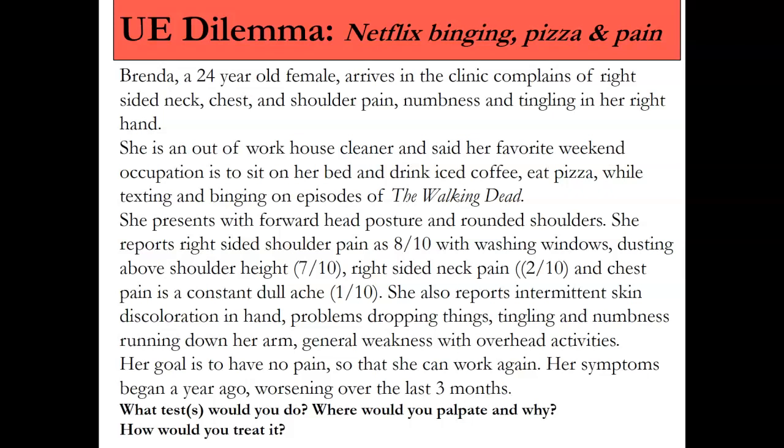And then she has the forward head posture, the rounded shoulders. She reports right-sided shoulder pain when washing windows, overhead, dusting, overhead, that neck pain, chest. There's all those different signs. So with her, what you want to do is give her the RUSE test, number 1, assuming she's positive. Number 2, you want to palpate those areas. And that will kind of tell you, with all her symptoms and these tests, probably TOS.